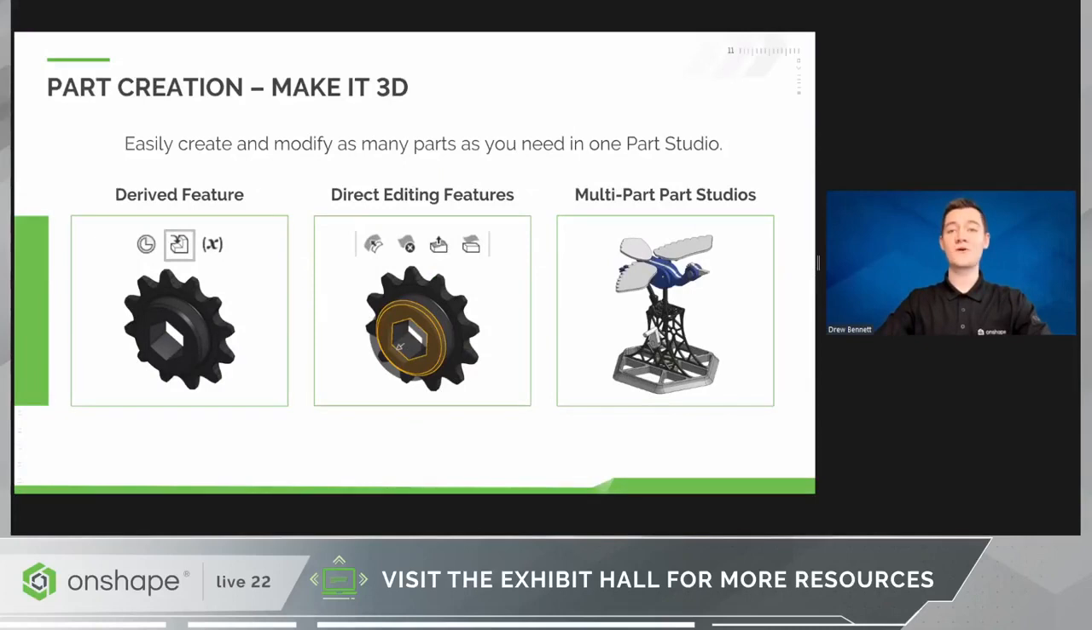Next up is part creation, because once we've got our sketches, we've obviously got to turn them into 3D elements. So in a part studio, you can easily create and modify as many parts as you need, all in that singular part studio. So I've got 3 tips here today. I'm going to go over how to use the derived feature. I'm going to talk about some of the direct editing options you have inside of Onshape, and I'm going to wrap it up with, once again, the most important tip, which is how to use multi-part part studios.